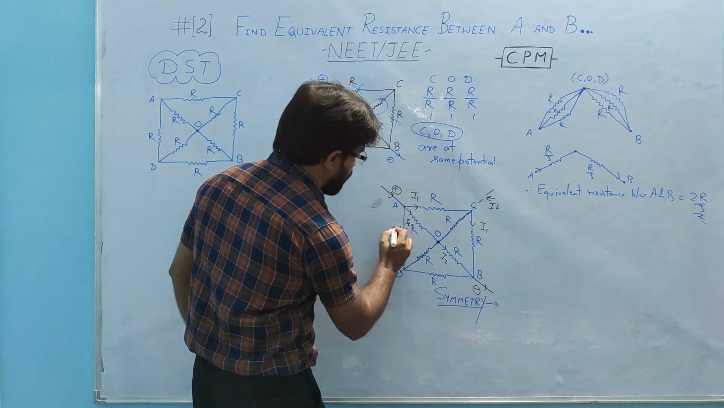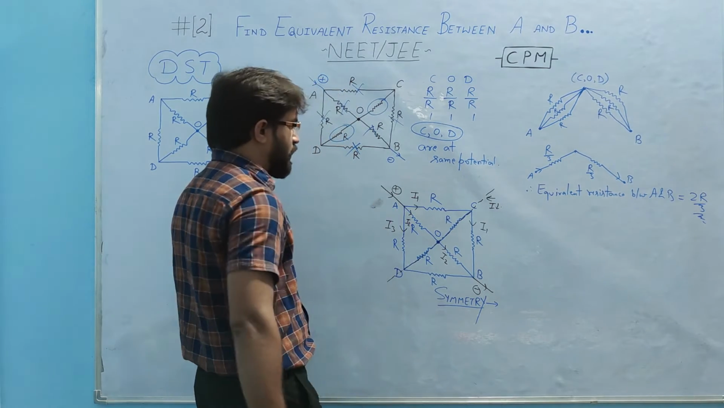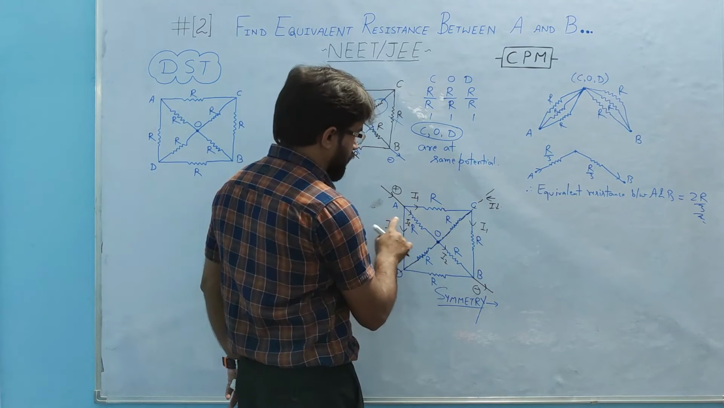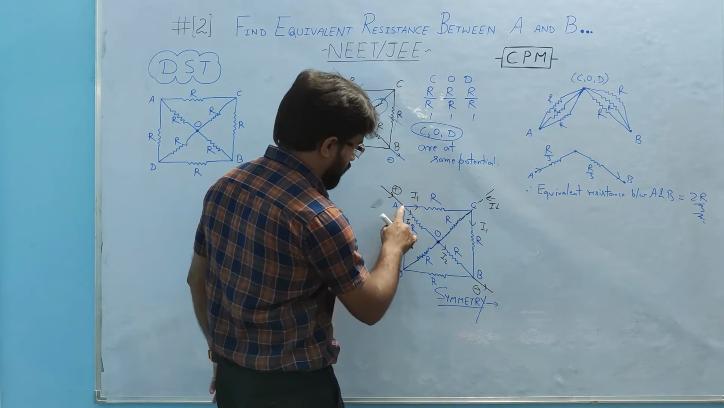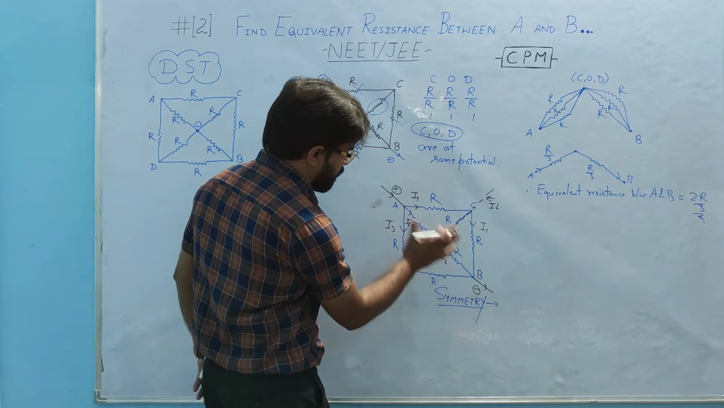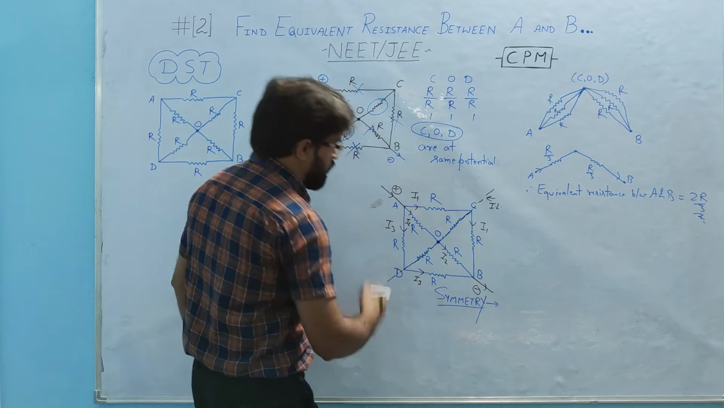And if in this branch we are sending I3, whatever current was coming from here, I1, I2, I3 were the three parts. I1 is going like this, I2 is going like this, I3 in this branch, and the mirror branch on the other side, and this is I3.